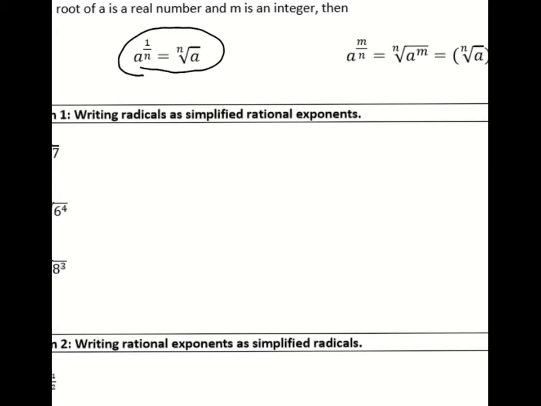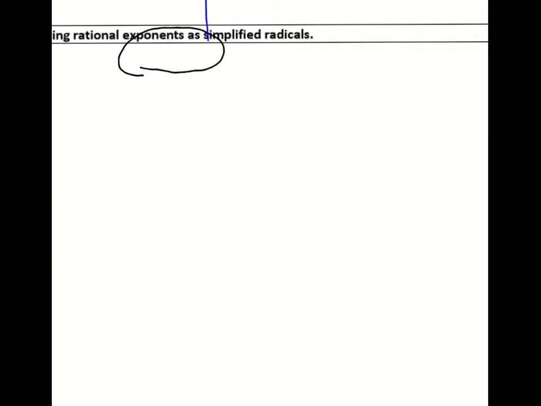In problem 2, we're going to reverse what we just did in problem 1 and rewrite the rational exponents as simplified radicals. So in the first one, I have 3 to the 1/2 power. So first thing I'm going to do when I rewrite as a radical is draw the radical symbol. The number on the index is the denominator of the fraction. In this case, it's a 2. Now remember, 2's mean square roots.